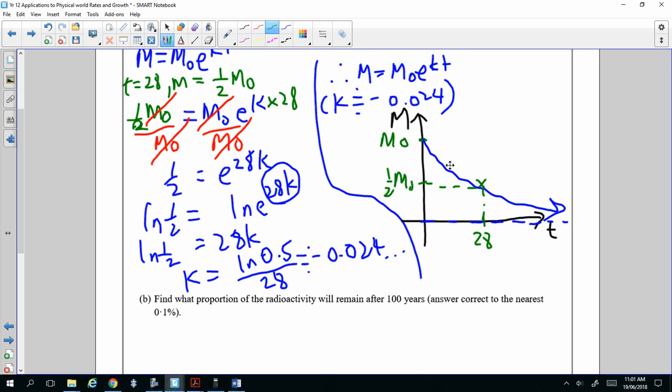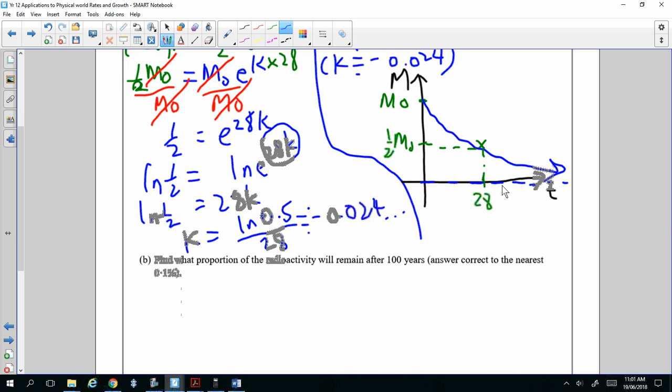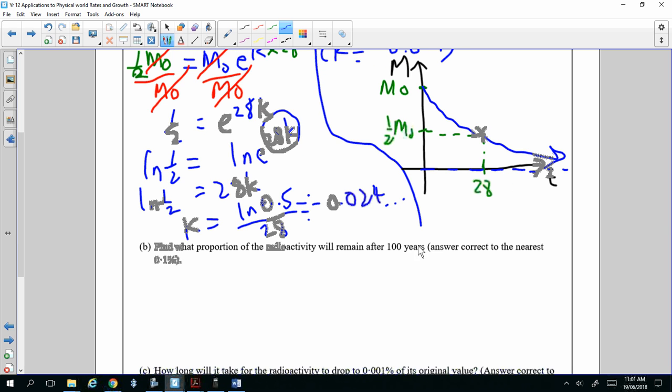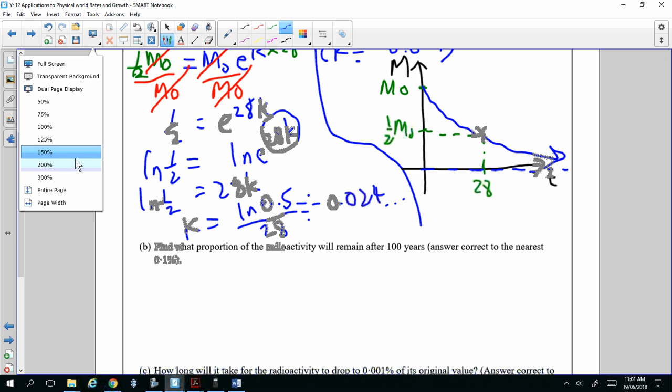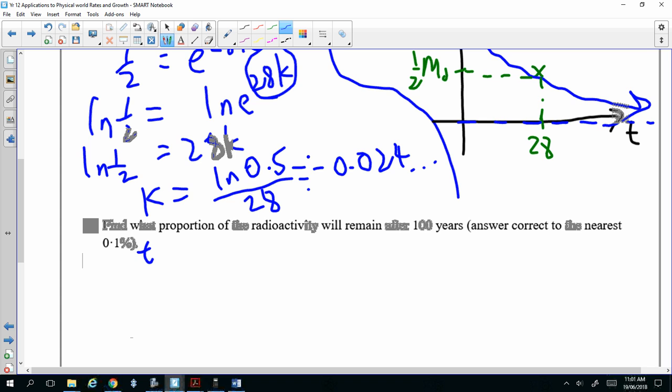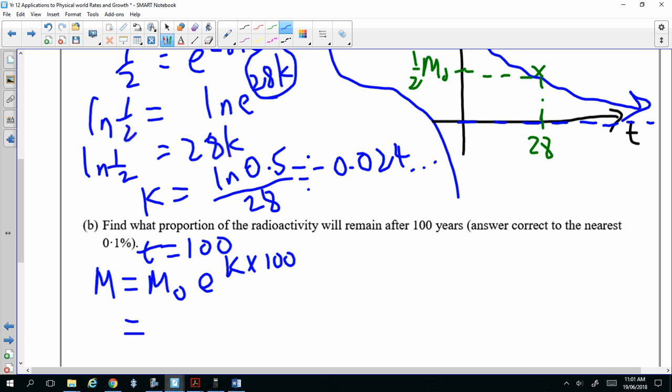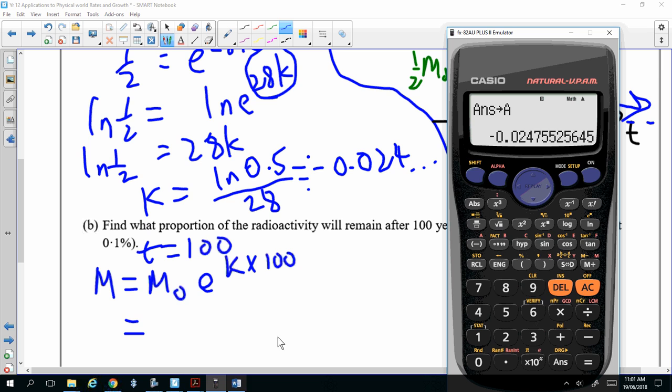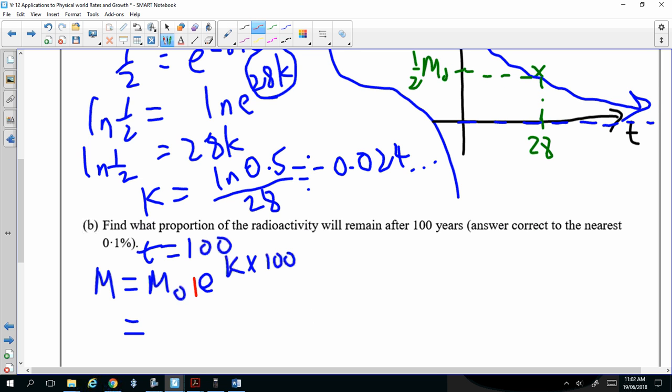So we'll do the next bit. Find what proportion of radioactivity will remain after 100 years. All you have to do is substitute 100 into the formula. So t equals 100, M equals M0 e to the power of k times 100. And you just use your calculator. Because I don't know what M0 is, just do this on the calculator: exponential, k, Alpha A, times 100.